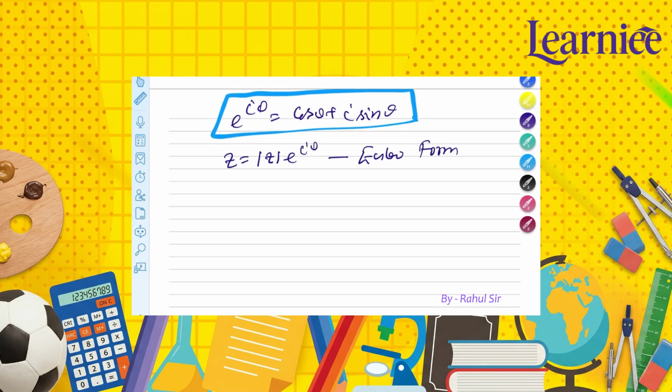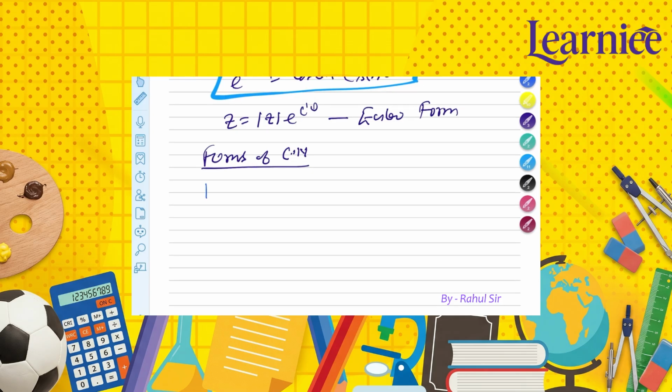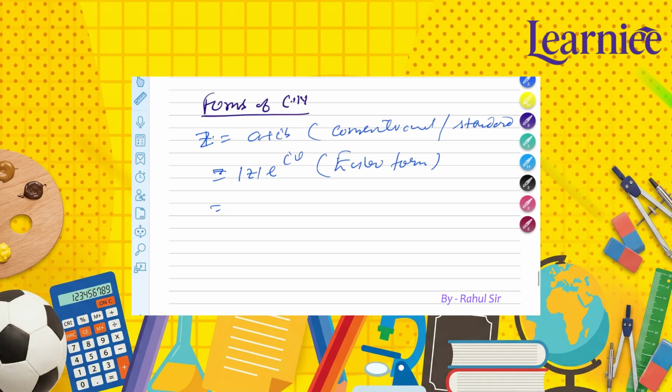So, in a summary of forms of complex number, we can summarize that z is equal to a plus ib. This is the conventional or standard form. Similarly, z is equal to mod z e to the power i theta. This is the Euler form. Euler was a scientist. Then there is mod z times cos theta plus i sin theta. This is the trigonometric form.